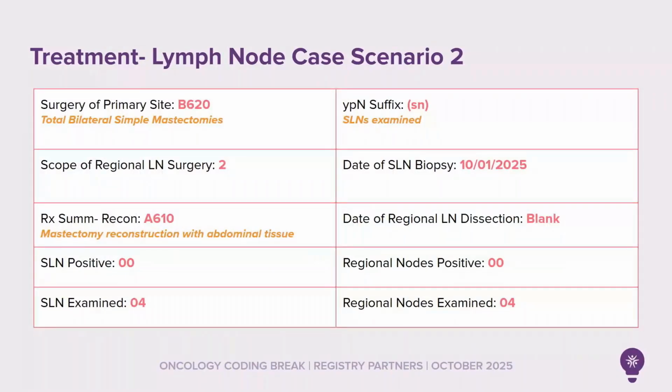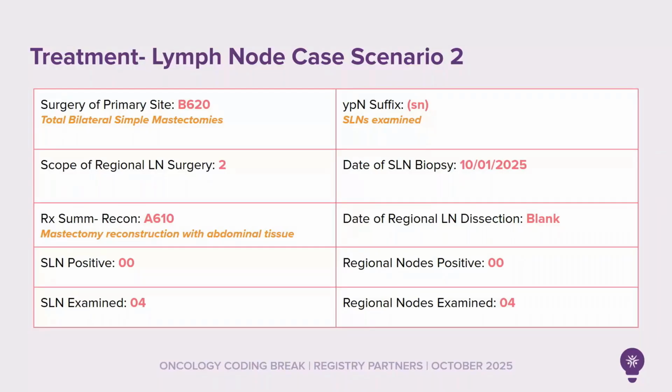Surgery of the primary site will be B620 for total bilateral simple mastectomies. Scope of regional lymph node surgery will be 2 for sentinel lymph nodes. We want to avoid running with that dissection term. The targeted dissection terminology mentions the clip placement and the Neoprobe, along with the pathologist calling these sentinel nodes, are clues to keep this coded as a sentinel lymph node biopsy. The RX summary reconstruction will be A610 for the mastectomy reconstruction with abdominal tissue. This was the abdominal deep flap per the STORE manual.